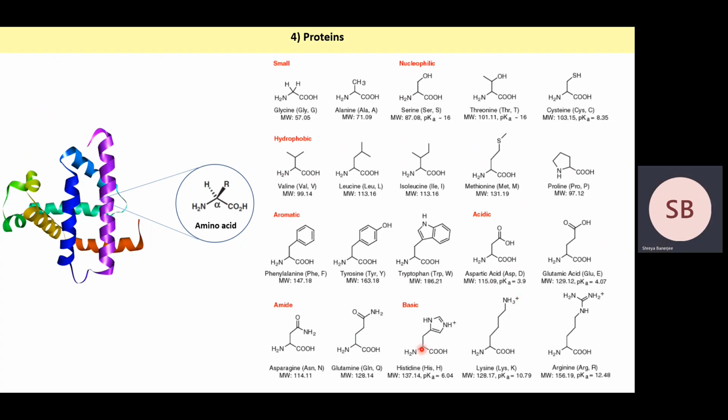And finally, there are three kinds of basic R groups. Firstly, if it is an imidazole ring, that is histidine. If it is 4 CH2 followed by NH2, that is lysine. And if it is 3 CH2 followed by a guanidinium group, that is arginine.